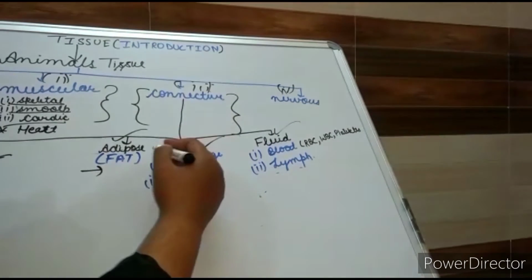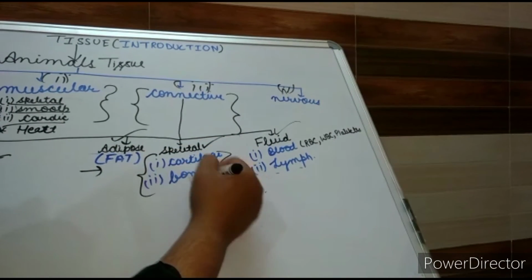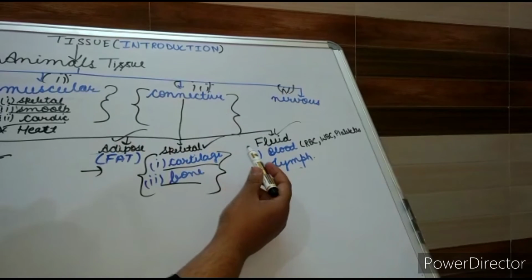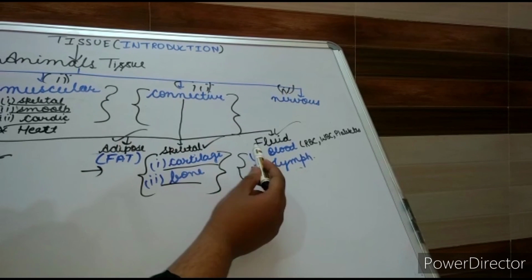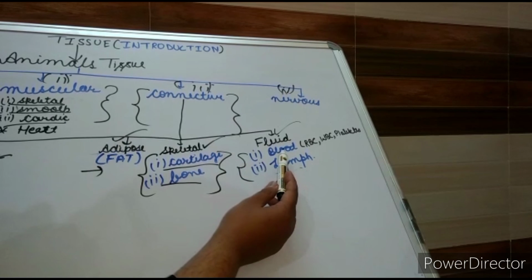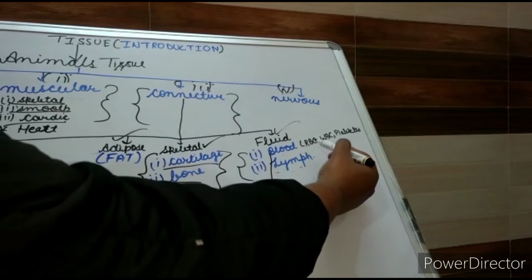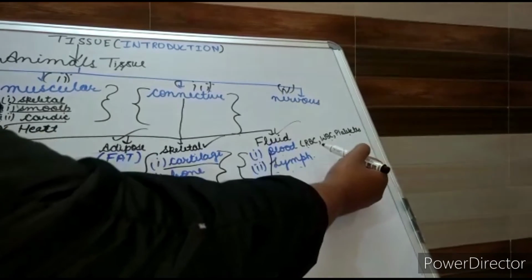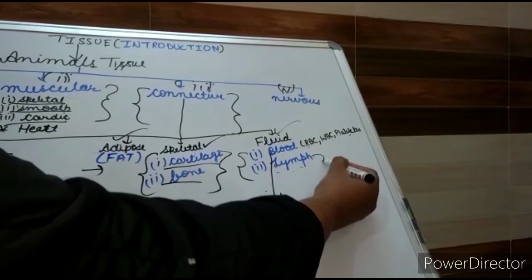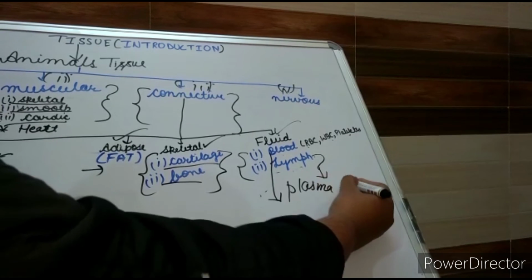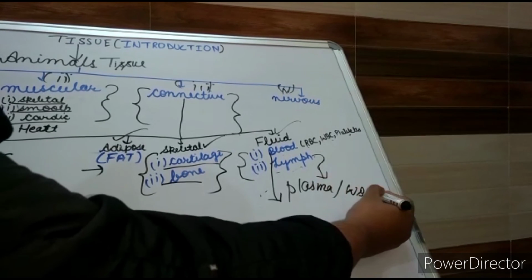Skeletal tissue is of two types. Number one is cartilage and second one is bone. Fluid is of two types: blood and lymph. Blood contains RBC, WBC, plasma, and platelets, and lymph contains plasma and WBC cells.